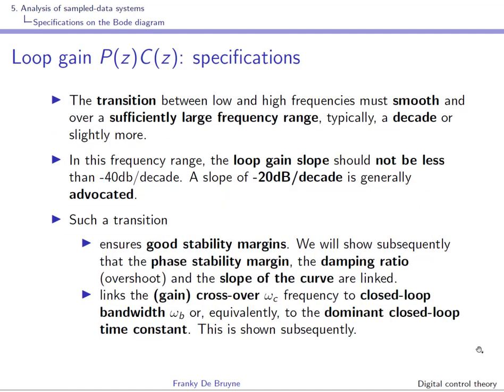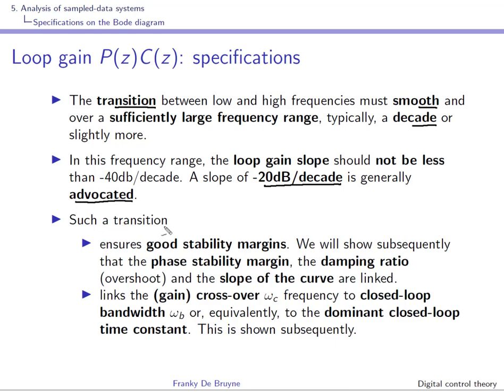In between this low frequency region and this high frequency region, you have a transition, and this transition must be as smooth as possible over a sufficiently large frequency range, so a decade or even slightly more. In this frequency range, the loop gain slope should not be less than -40 dB per decade. This is because otherwise the phase shift is too large, and in general a slope of -20 dB per decade is advocated, and we'll show this next.